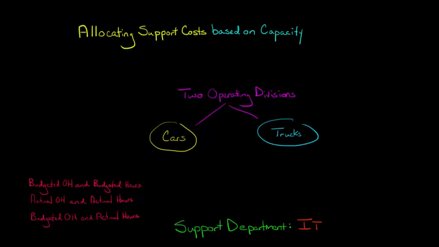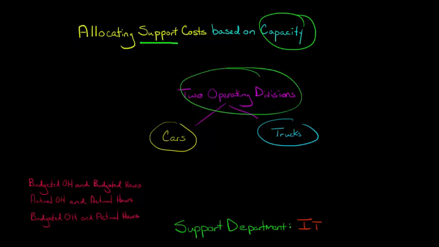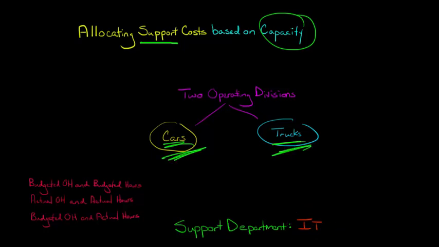In this video, we're going to talk about how to allocate the cost of a support department based on your actual capacity. So let's say that you have an auto manufacturer with two operating divisions. You make cars and you make trucks. But you've got this IT department that provides tech services to each one of these divisions.